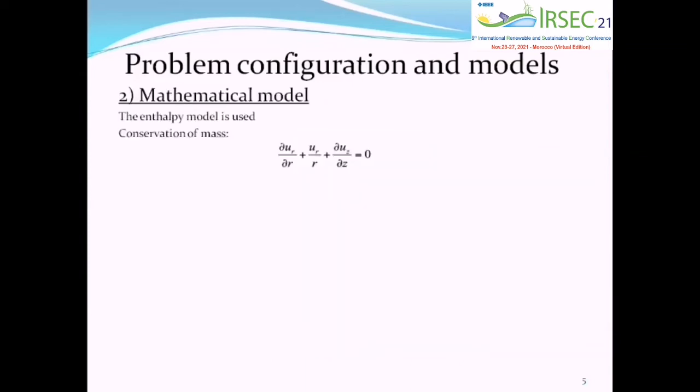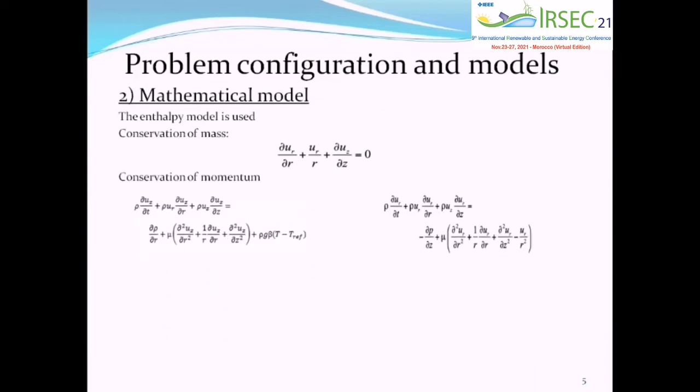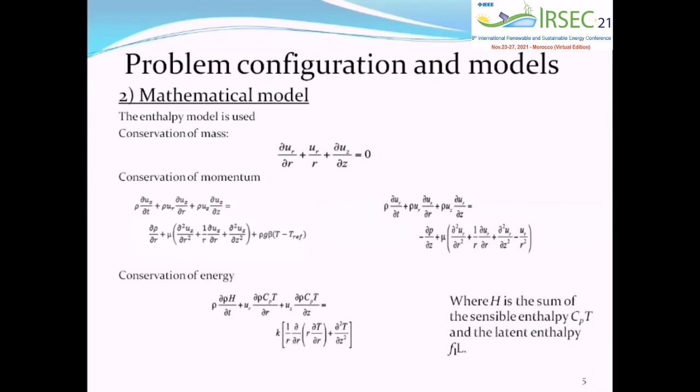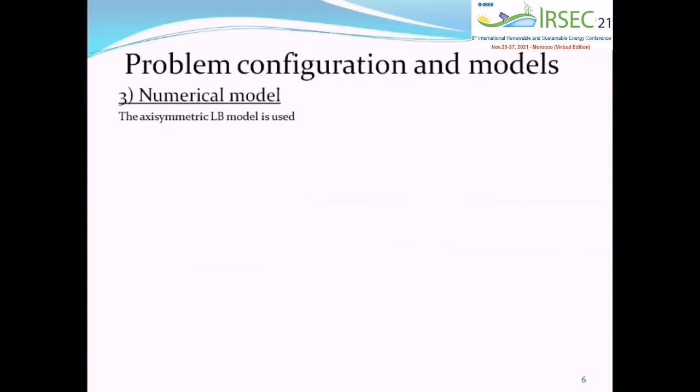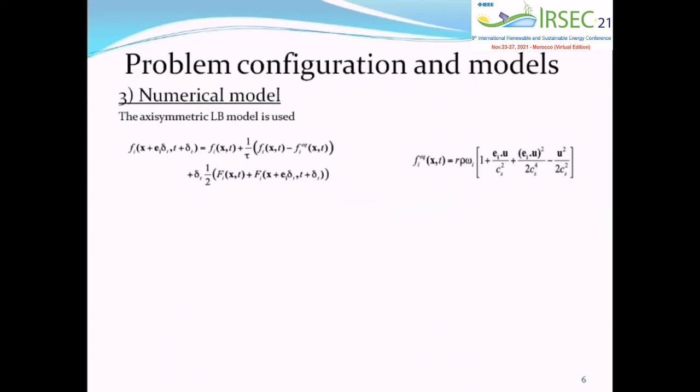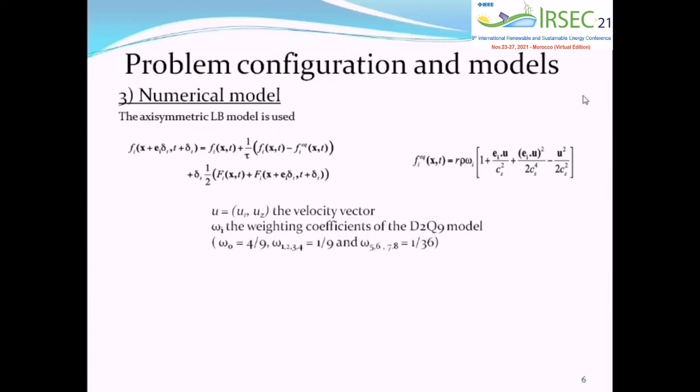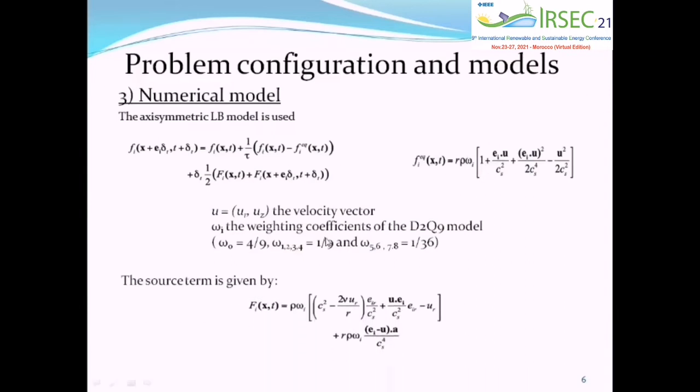Here we have the mathematical model. So we use the enthalpy model. We have a conservation of mass, conservation of momentum, and conservation of energy. After that, we have the numerical model, which is an axisymmetrical Lattice Boltzmann model. We have distribution functions, equilibrium distribution functions, and the source term.